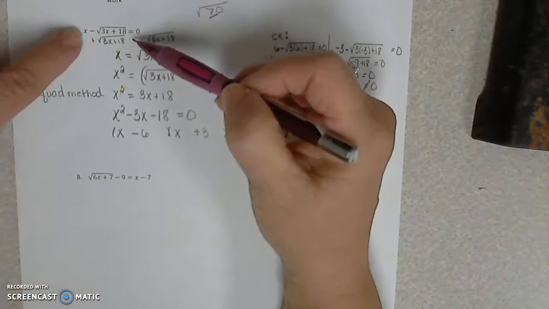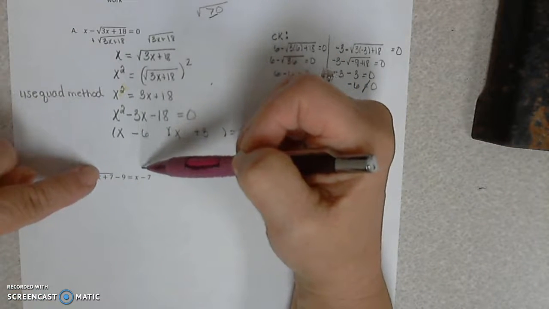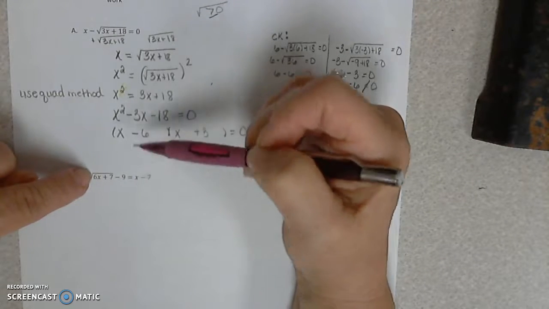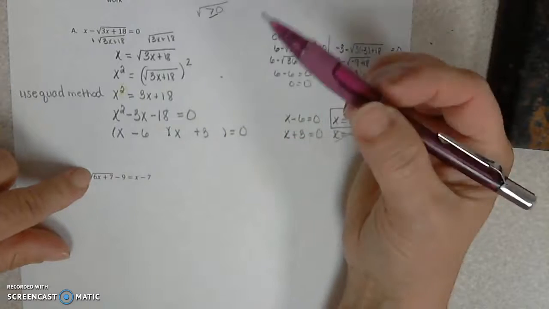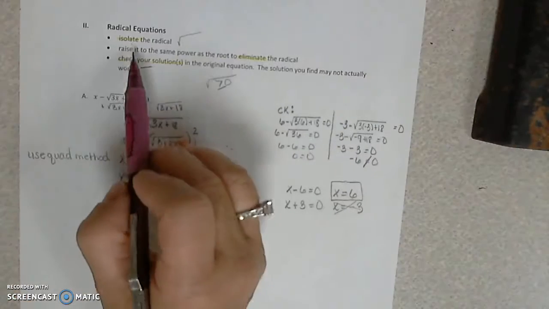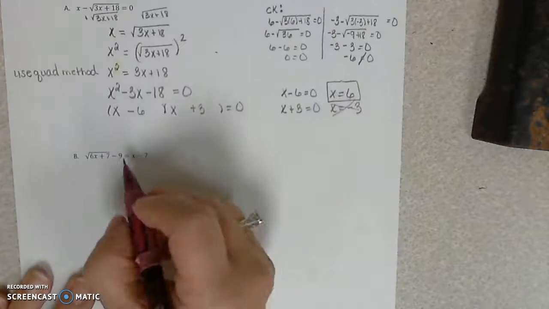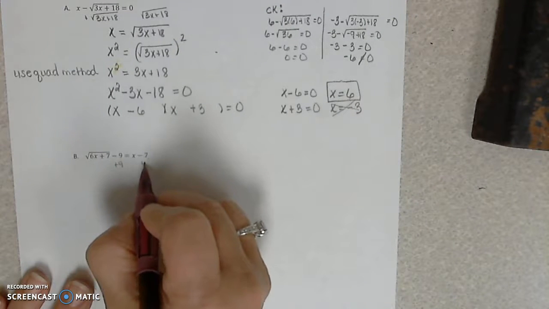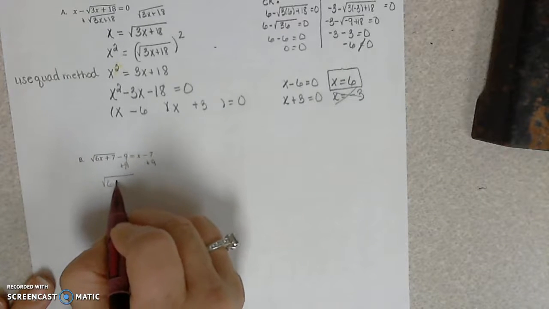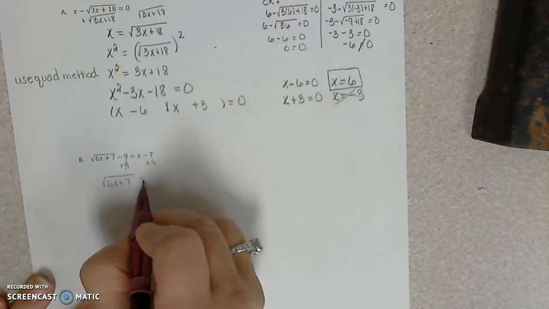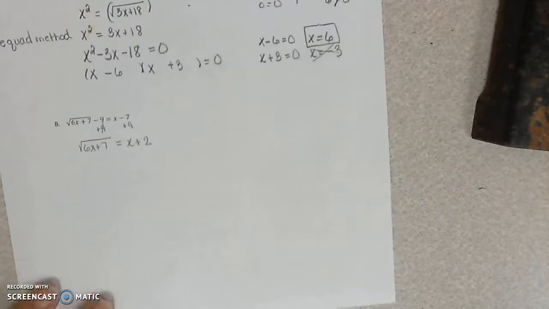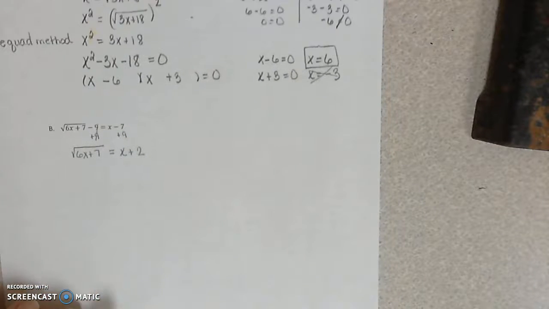Okay, the difference in this problem and the previous problem is that you're going to have extra numbers over here after you isolate your radical. So let's go through the proper procedure for that. Again, first step, isolate the radical. The only way I know to do that is to add a 9 to both sides. So you have your radical on one side, and you have x plus 2 on the other.